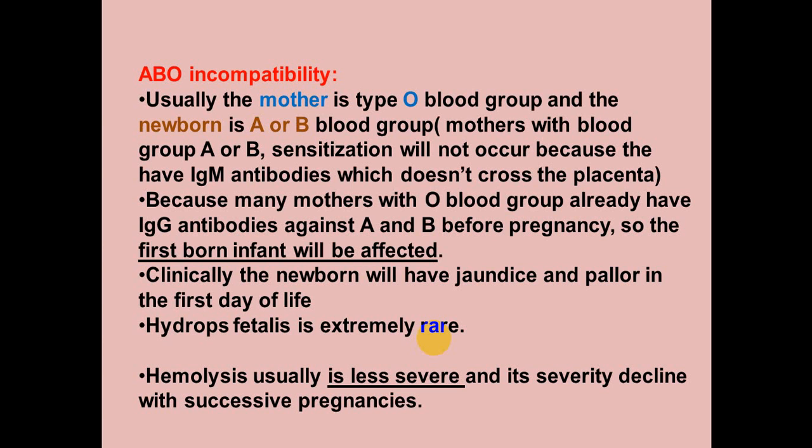And here the condition differs from RH isoimmunization. We said in RH isoimmunization the first newborn baby is spared, not affected. And here in ABO incompatibility, the firstborn infant will be affected and will present with jaundice in the first day of life. Hydrops fetalis is extremely rare, and overall the hemolysis in ABO incompatibility is less severe, and the severity of the ABO incompatibility declines with the successive pregnancies, not like in RH isoimmunization.